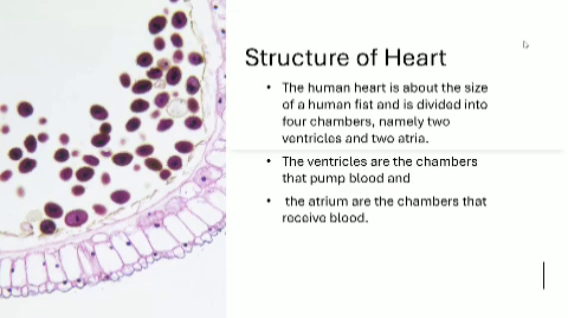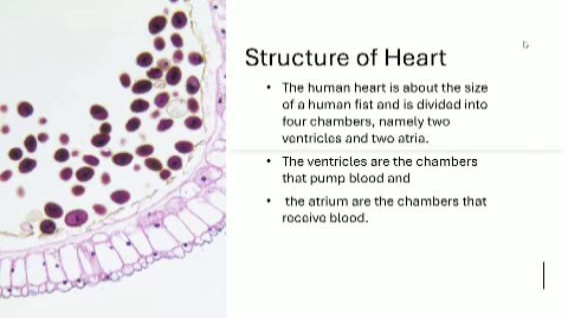The human heart is about the size of a human fist and is divided into 4 chambers. Those 4 chambers are 2 ventricles and 2 atria. The ventricles are the chambers which pump the blood and the atria are the chambers which receive the blood. The main function of ventricles is to pump the blood, and the main function of atrium is to receive blood.